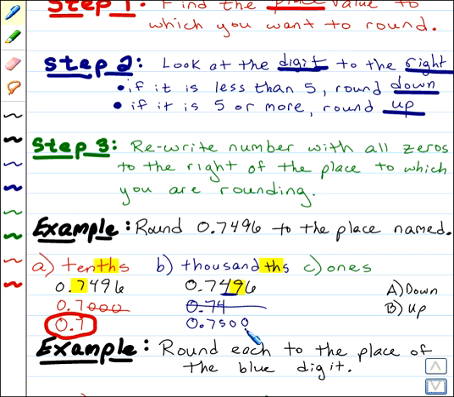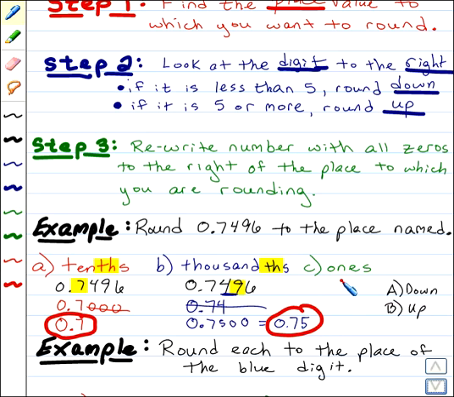Remember equivalent decimals again? So how am I going to write this as short as possible? This is equal to 0 and 75 hundredths. So that's my final answer.